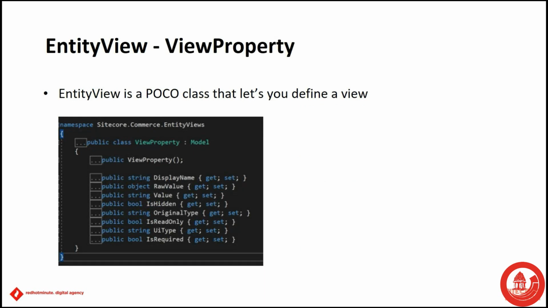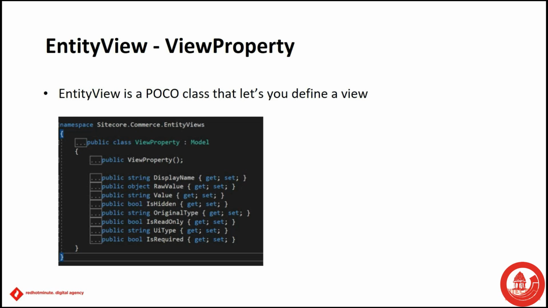So within entity views, you have a list of view properties. Again, a view property has a couple of important things, for example, display name and the value. If you had a table, the display name would be the display name of that column, and the raw value would be the value. And you have other stuff like read only, and then you have this thing called a UI type.